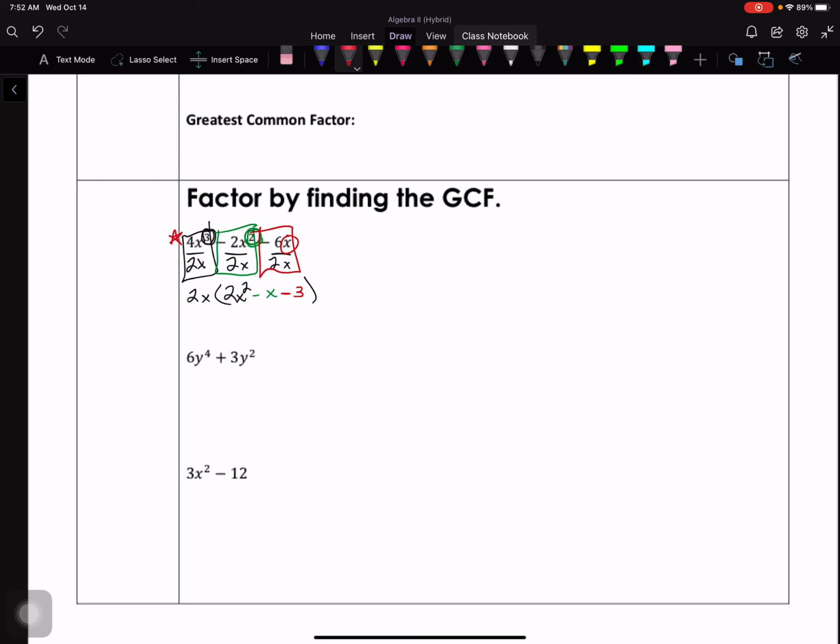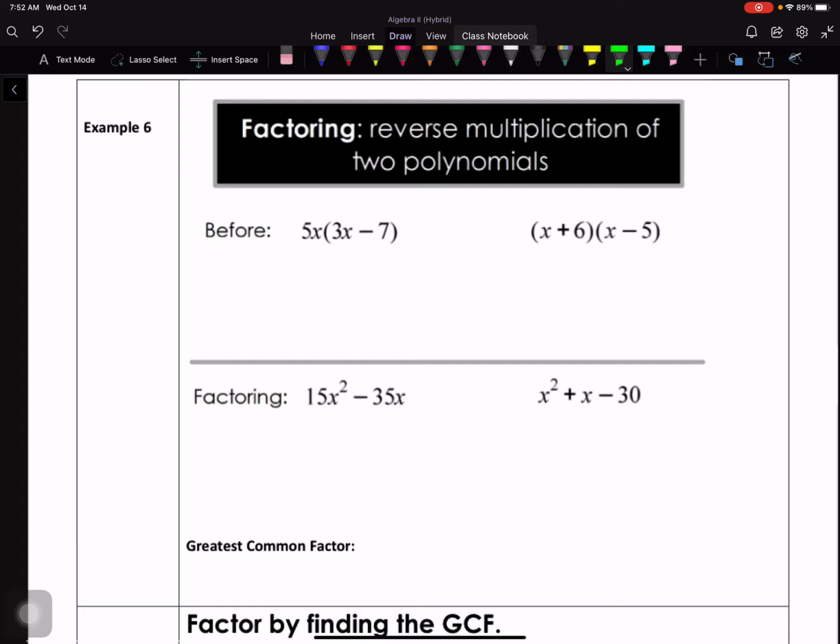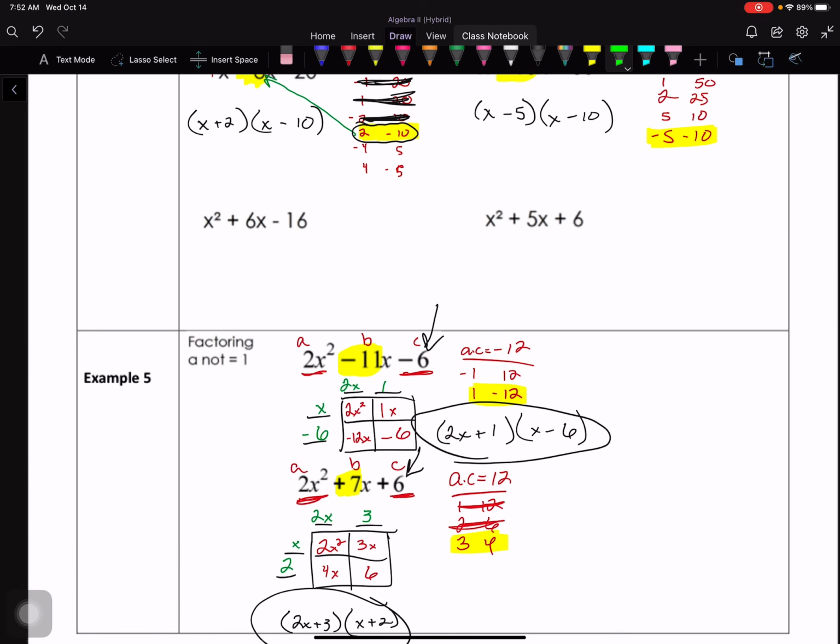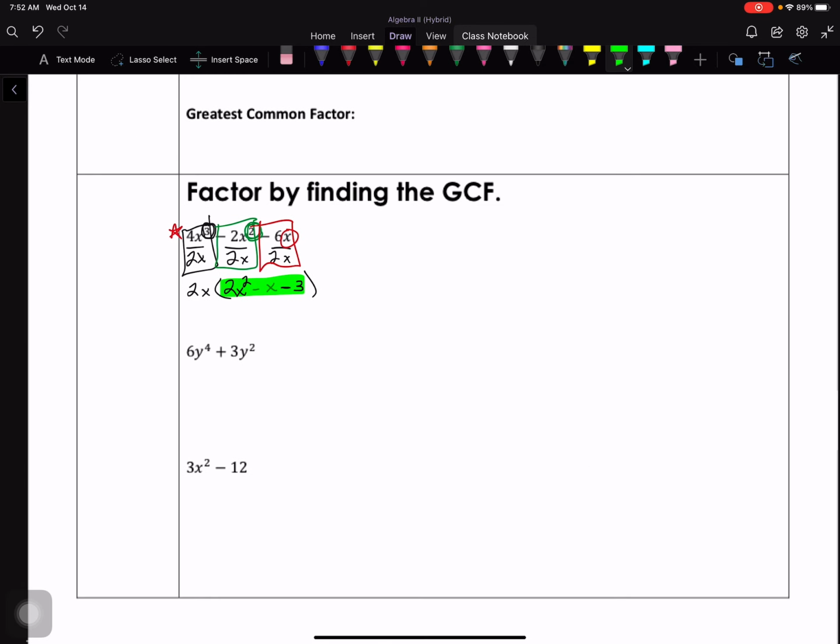So you factor out the GCF, and then you're left with this right here, which you can factor because A is not 1. You probably have to use the box, just like we did up here. And then you'll get a final answer. It's going to look something like this. So when we factor that highlighted portion, we'll get a binomial.